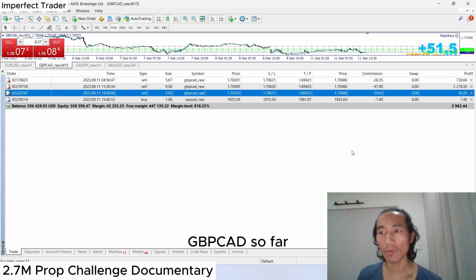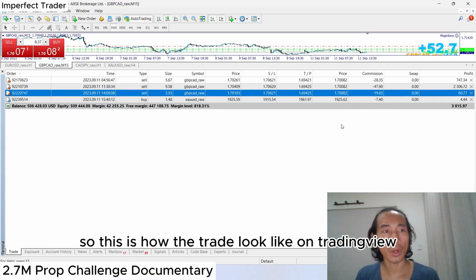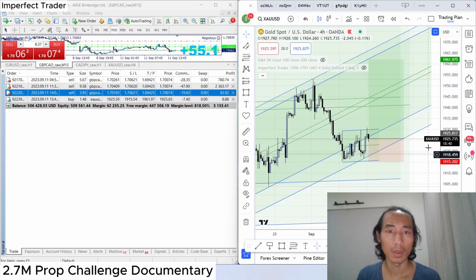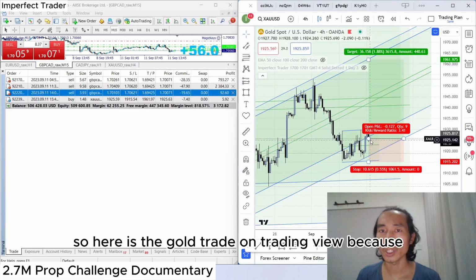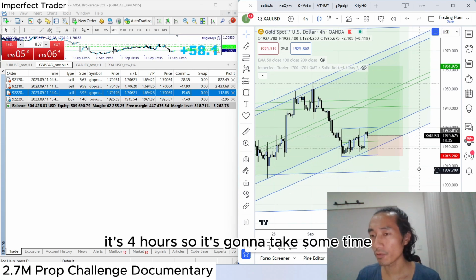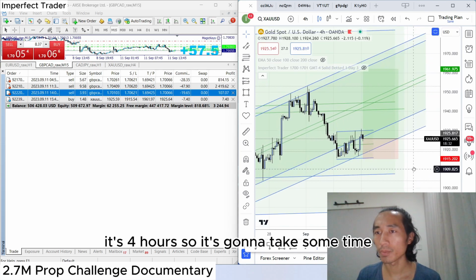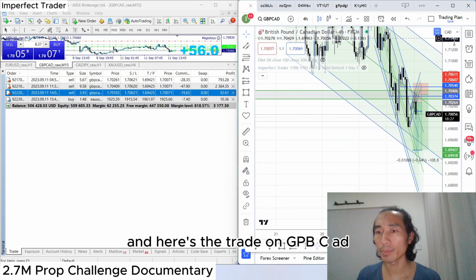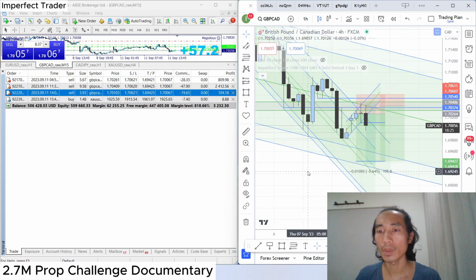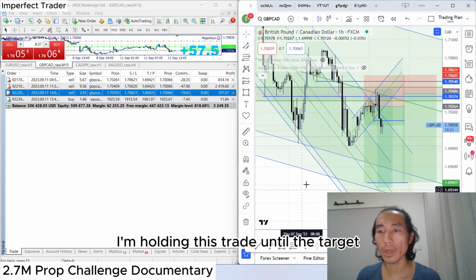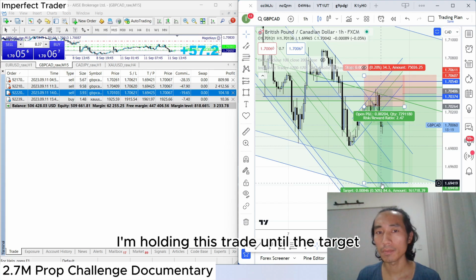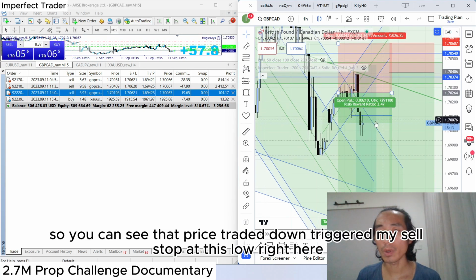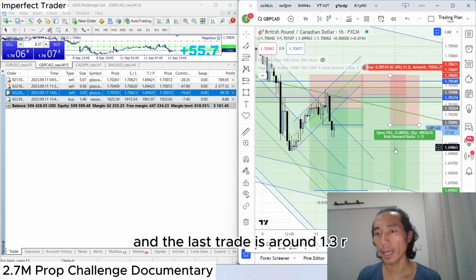And here is the trade on GBP CAD so far. So this is how the trade looks on TradingView. Here is the gold trade on TradingView, because it is 4-hour, so it's going to take some time. And here's the trade on GBP CAD. I'm holding this trade until the target. So you can see that price traded down, triggered my sell stop at this low right here, and the last trade is around 1.3R.